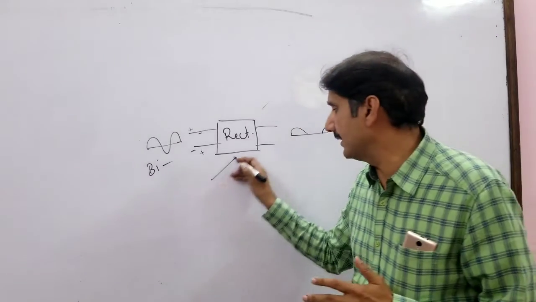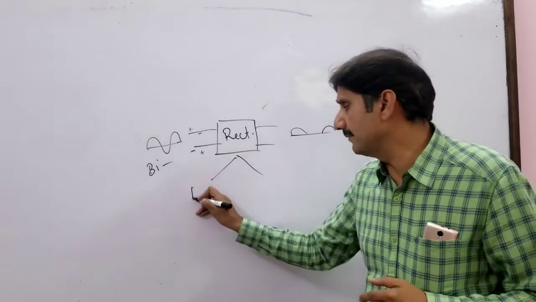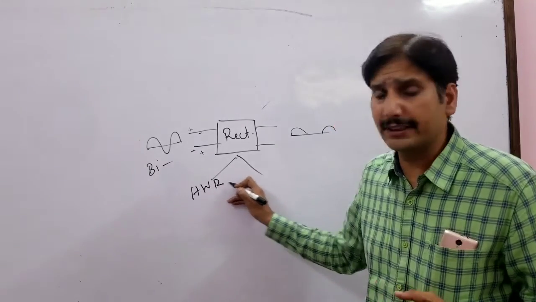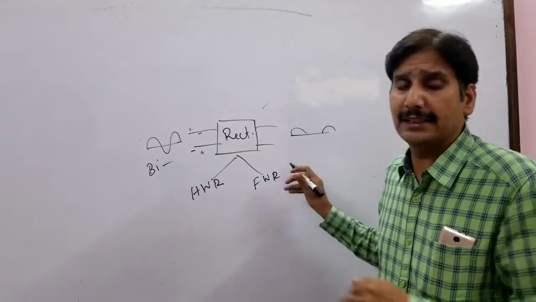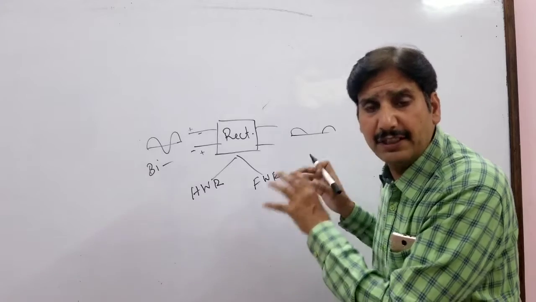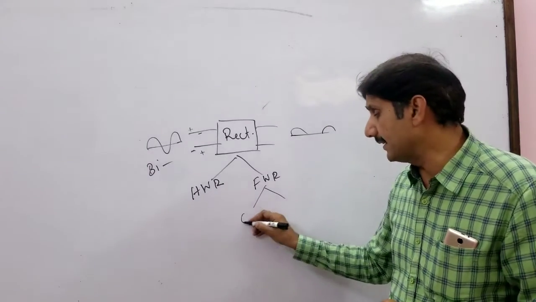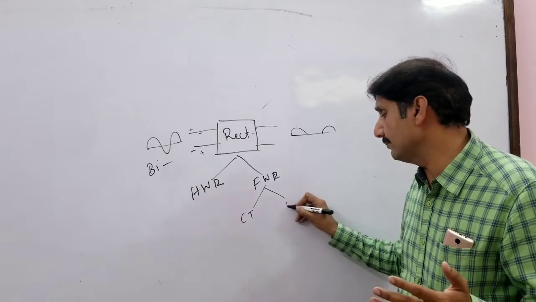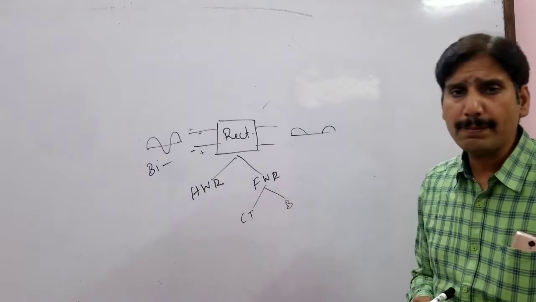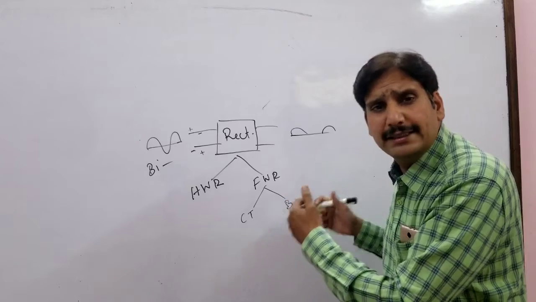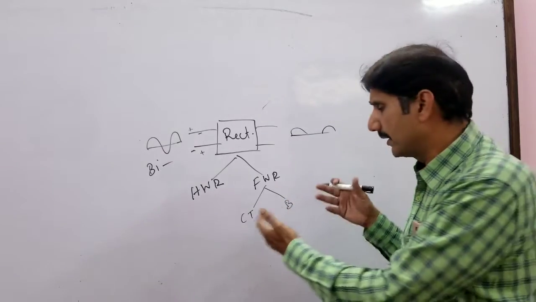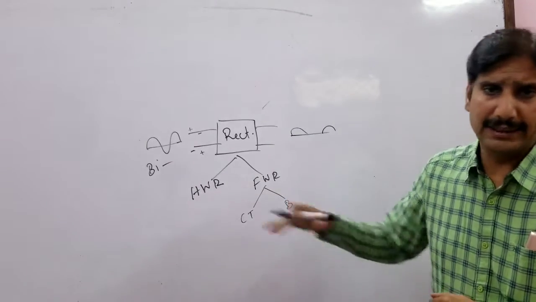unidirectional current. Basically, rectifiers can be classified into two categories, half wave rectifiers and full wave rectifiers. Then we'll go into the detail of the full wave rectifier, which itself can be divided into two categories: the center tap type full wave rectifiers and the bridge rectifiers. What are their advantages and disadvantages over one another, we'll discuss in the later part of this lecture.